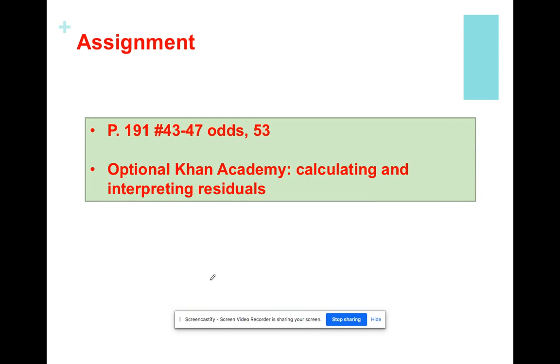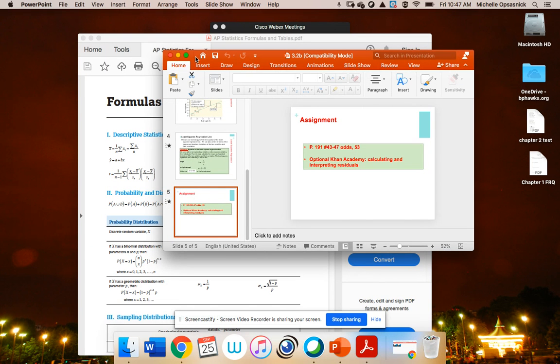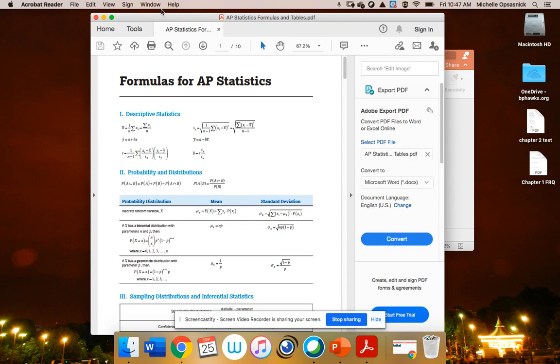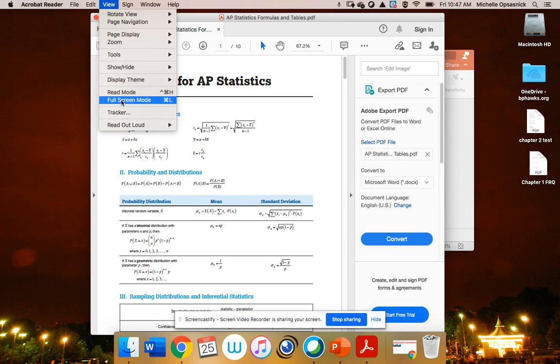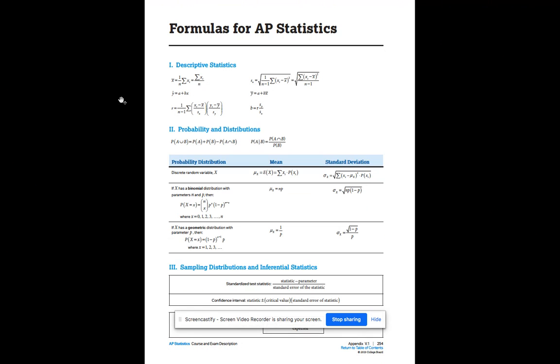So here's your homework assignment for tonight. And then I do want to show you the formula packet quickly before you go off to work on that homework. So these are your formulas, that you're provided on the AP exam and that you can use on tests and quizzes.